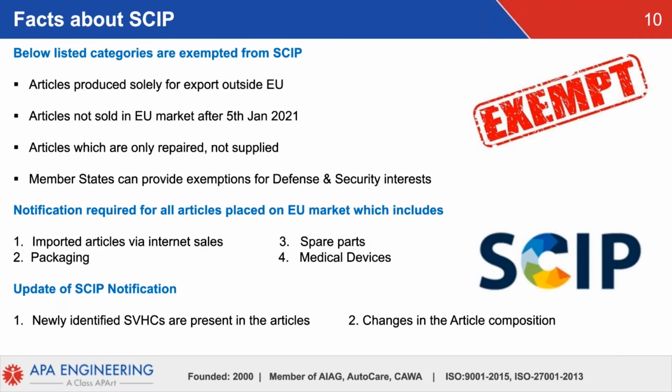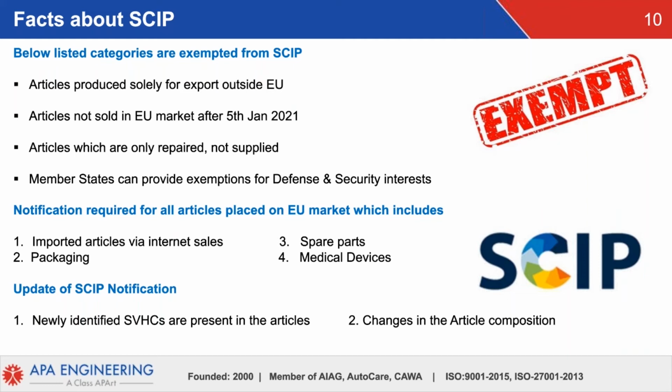So there are some exemptions. Some of them include articles that are produced only for export outside the European Union. Also, any articles that are not sold in the EU after the 5th of January 2021. Also, articles that are only repaired and not supplied. Also, there are some exemptions where there are defense and security interests involved, where the articles do not need to be registered with SCIP.